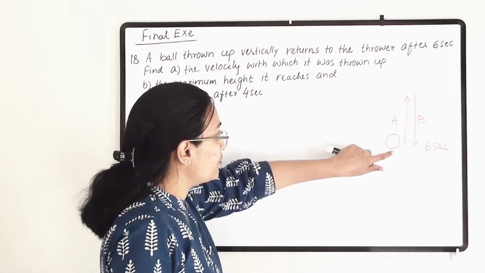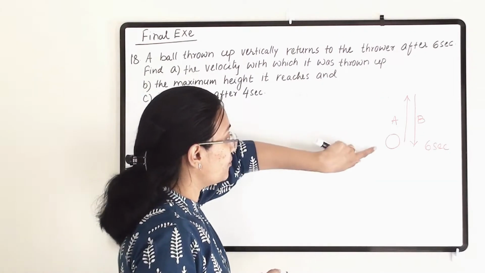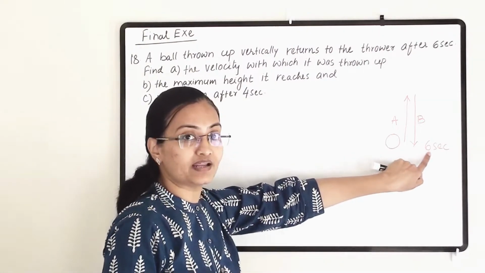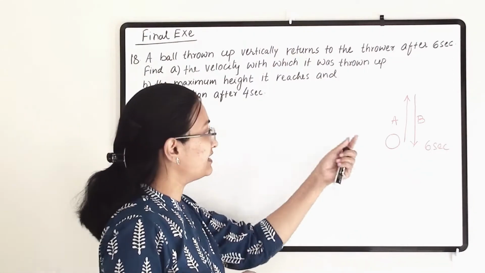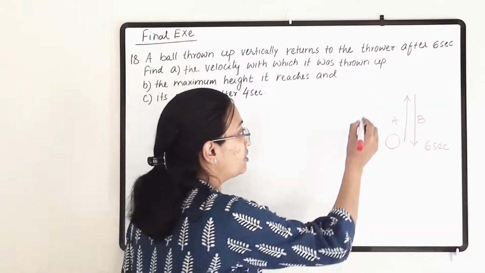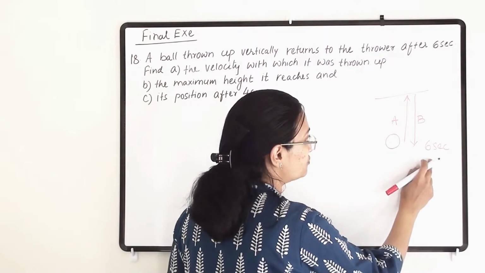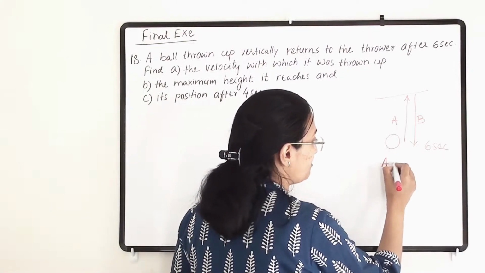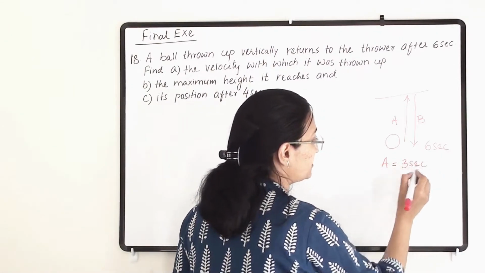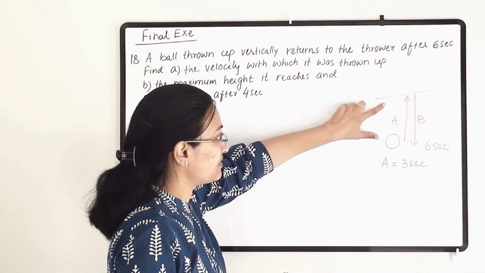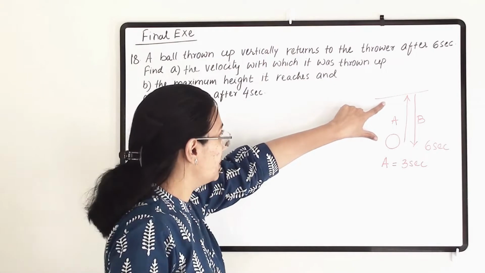So if we want to find out the time for when the ball is going up, then we have to divide this total time by 2. Then only we will get the time when the ball reaches the top. So that time is 6 divided by 2, so time for the A path is 3 seconds. When the ball reaches the top, it is 3 seconds. In this much time frame, it reaches the top.